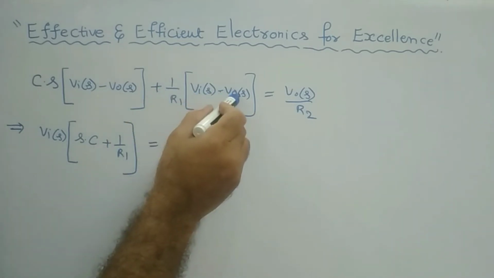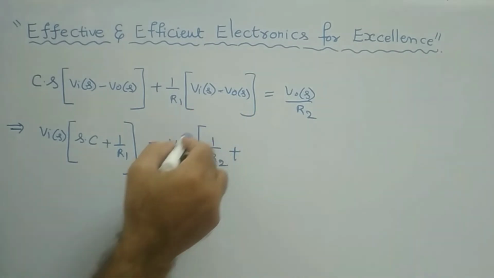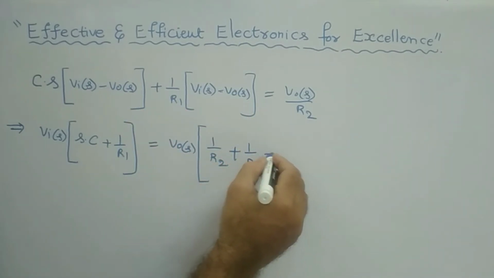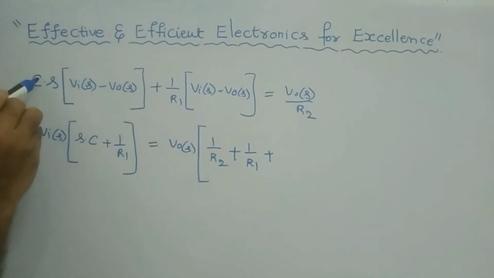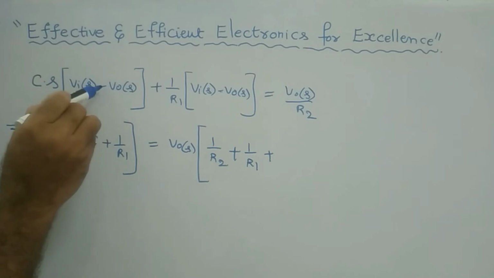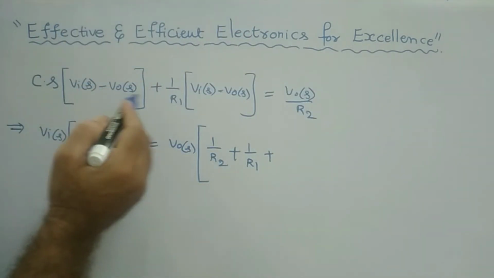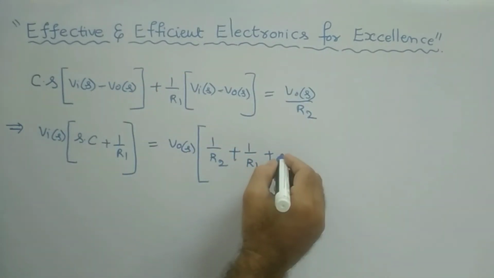1 by R1 into V0 of S. Therefore, a minus term, if you take it on the right side, it becomes plus. V0 of S will be common. Your 1 by R1 will be there. You will get 1 by R1 here. Similarly, in this case also, V0 of S minus V0 of S into Cs. Therefore, the total term minus V0 of S into C of S will be taken to the right side. V0 of S is common, and the minus becomes plus if you take it on the right side, plus Cs will be there.